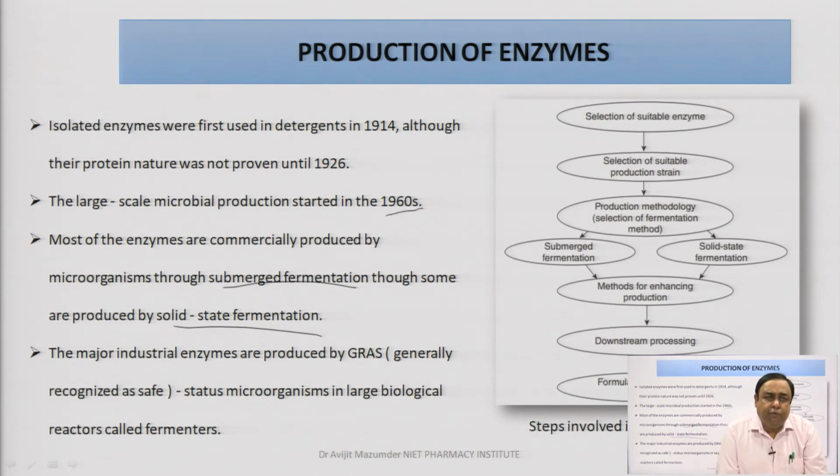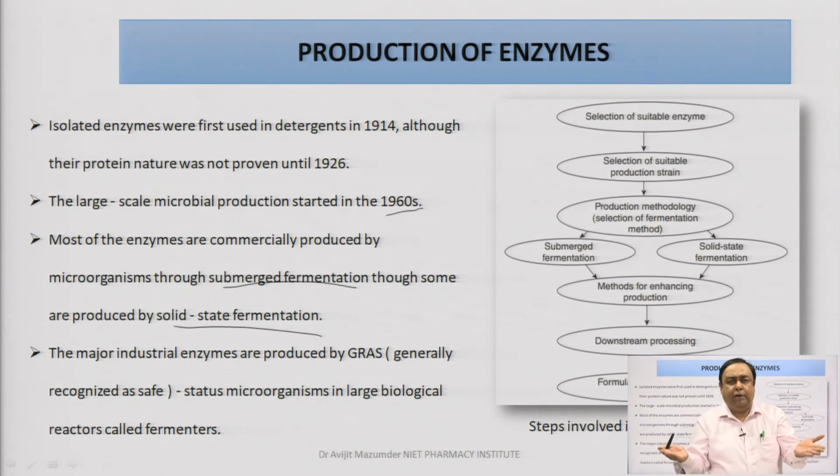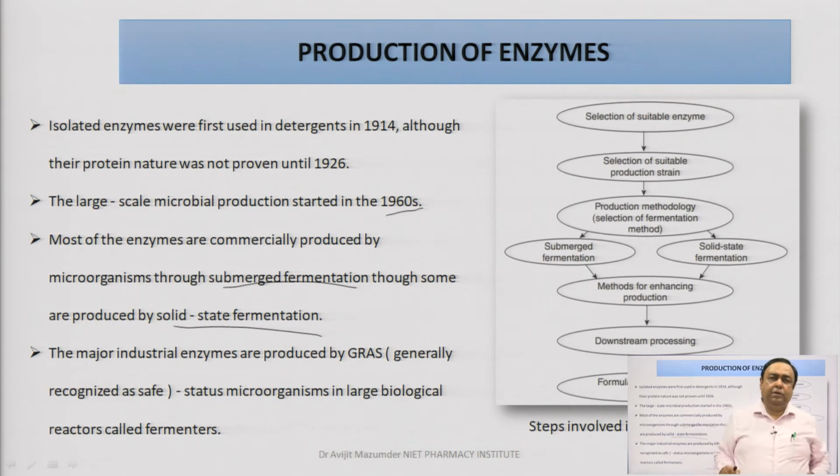There is another process which we call surface fermentation, where we take a shallow tray and put the media in it, and then allow the organism to grow on the surface, where they produce the product. The major industrial enzymes that are produced are generally recognized as safe. The microbes are largely biological reactors. These are the various steps which we will be studying today.